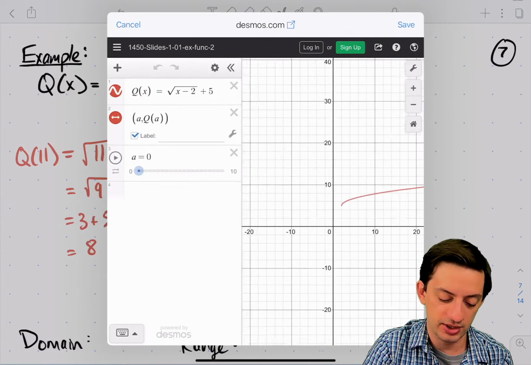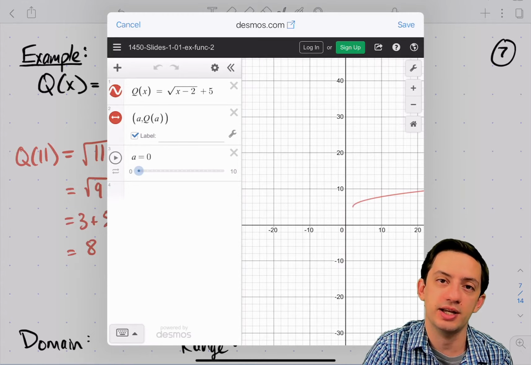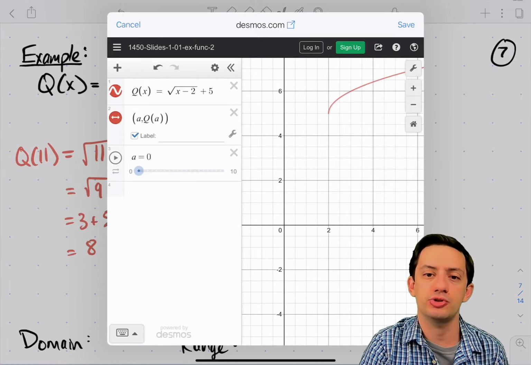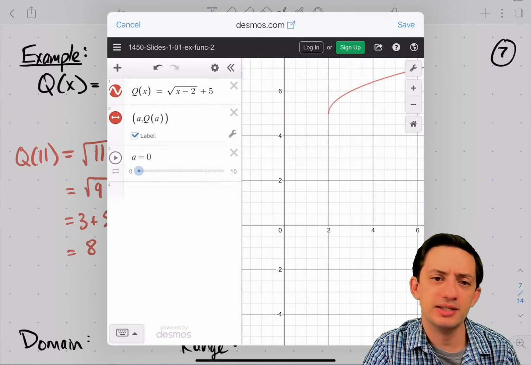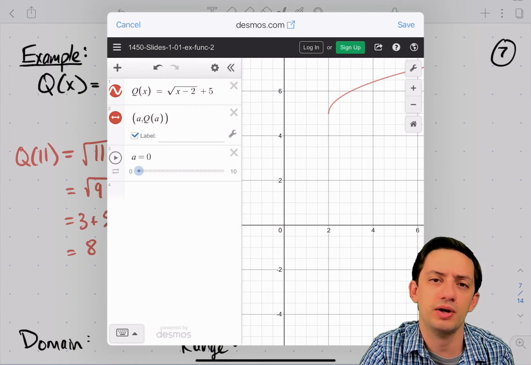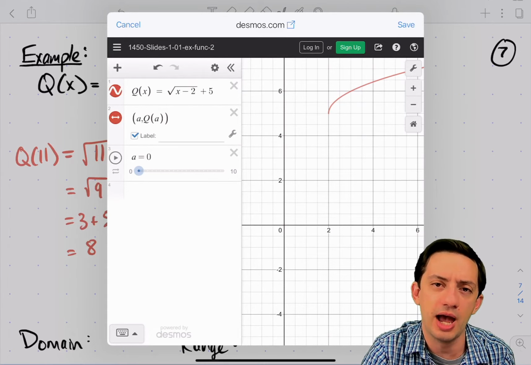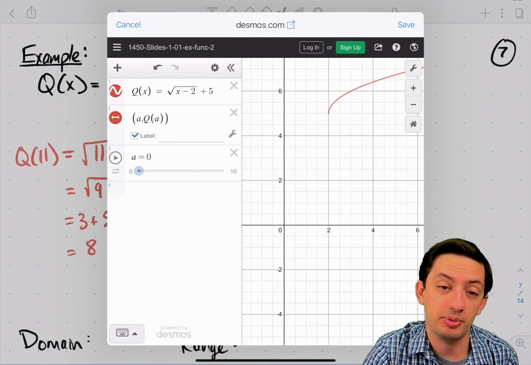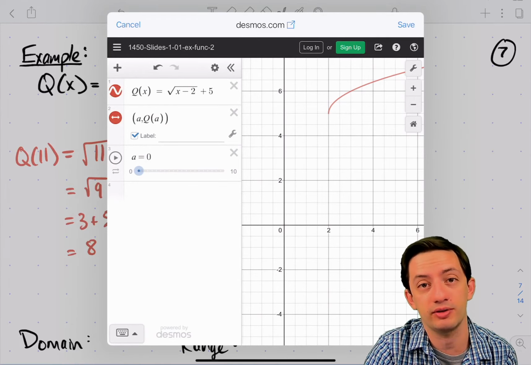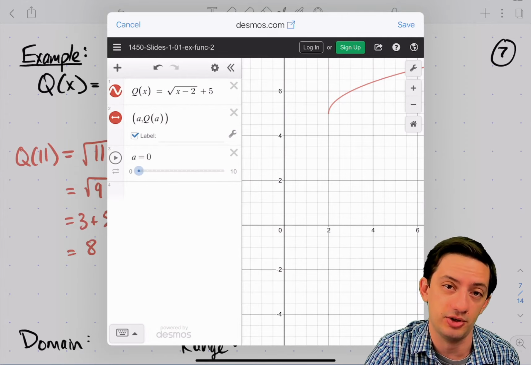Now you'll notice this does not exist all the way to negative infinity on the left. It kind of just starts, and it starts at the point 2. Now that makes sense because if you look at the function here, we are taking the square root of x minus 2. So what would happen if I plug in 0? If I plugged 0 into the function, I would have the square root of -2, and you can't take the square root of a negative number. So 0 can't be in the domain.